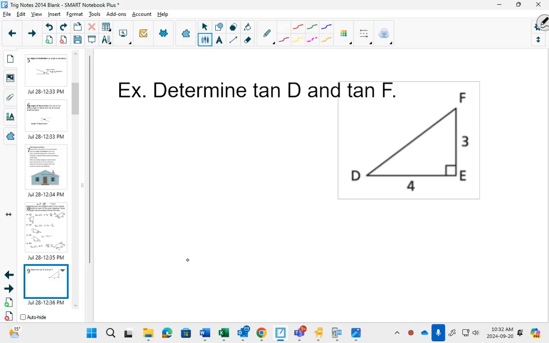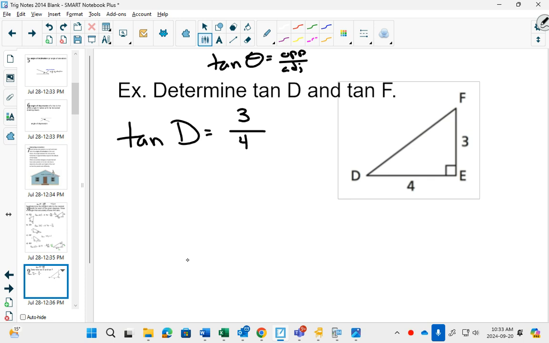So when a question asks you to find tan of an angle, you have to remember that tan of any angle is always the opposite side over the adjacent. So if I'm talking about angle D, it's going to be a fraction of the opposite side over the adjacent. Okay? Opposite side over adjacent. For D, the opposite side is 3. The adjacent side is 4.